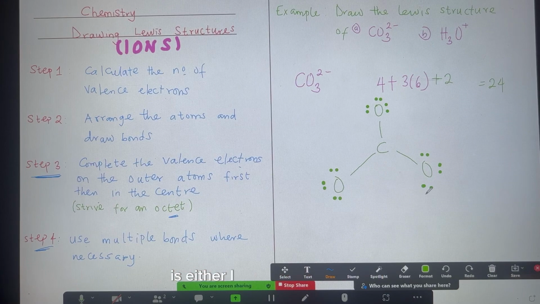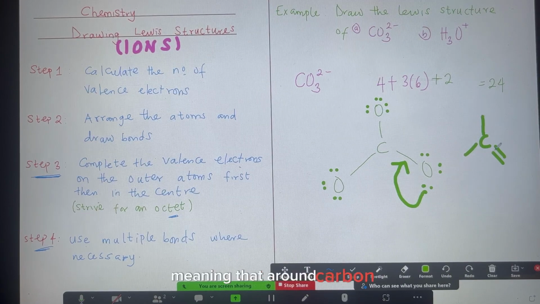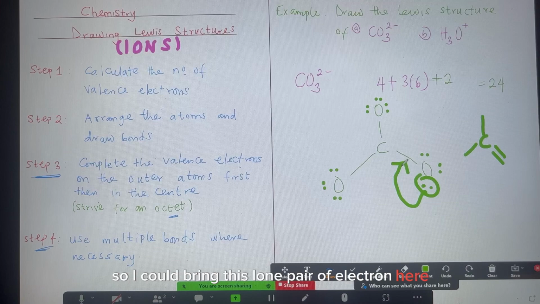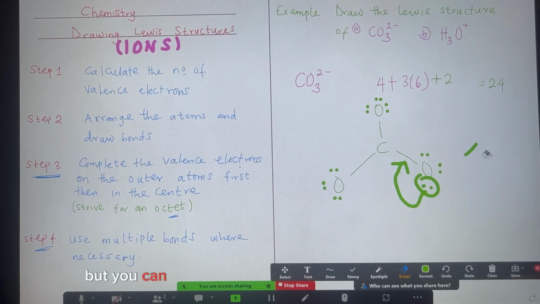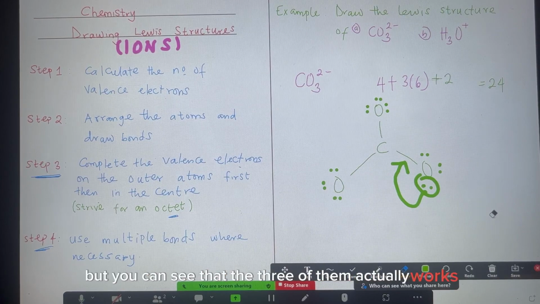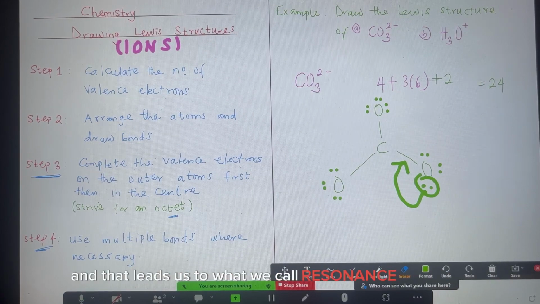Either I bring this one here to get a double bond at that area, and if I have a double bond here, it will mean I'll be having something like this: carbon, double bond here, single, single, meaning that around carbon I'll be having 4 bonds, which corresponds to 8 electrons, which is good. So I could bring this lone pair of electrons here. I could also bring it from this area, or I bring it from this area. So I just need to do only one, but you can see that the 3 of them actually work, and that leads us to what we call resonance structures.